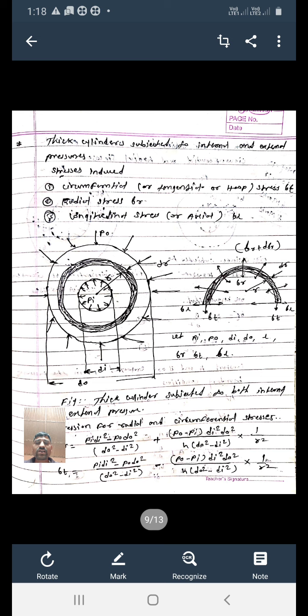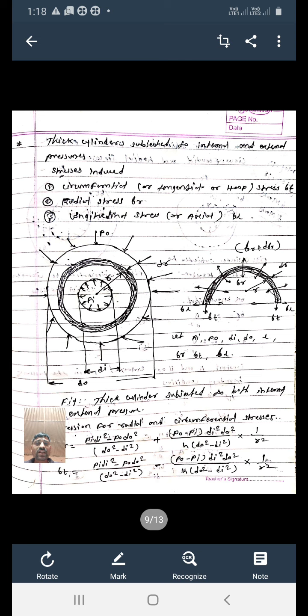Let's see what is meant by each symbol. Pi is the internal pressure, with unit Newton per mm square. Po is the external pressure, unit Newton per mm square. Di is the internal diameter of the cylinder, given in mm. Do is the outer diameter of the cylinder, also given in mm. L is the length of the cylinder, given in mm.